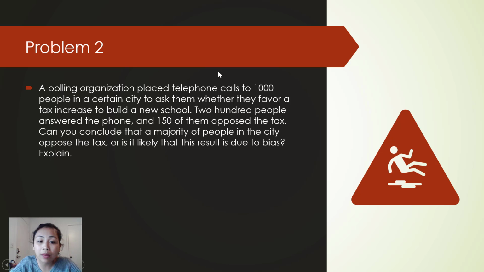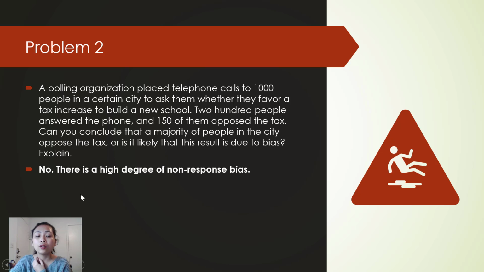So you see here we make the phone calls to 1,000 people, but only 200 people respond, and 150 of them oppose the tax. Usually people with negative opinions will tend to respond to the phone call, and here only 200 people responded. So that means there is a high degree of non-response, so this is non-response bias.